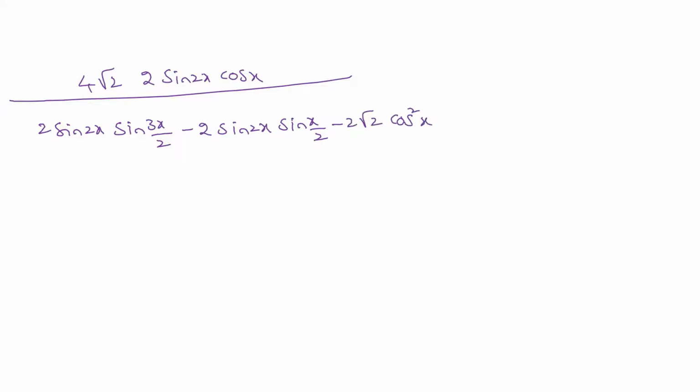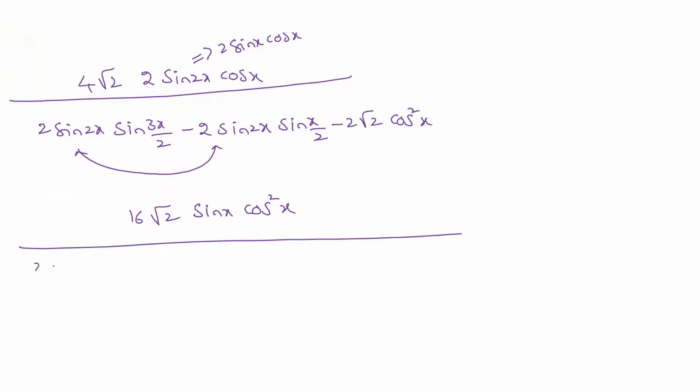Now again, sine 2x can be written as 2 sine x cos x. Similarly, from the denominator we can take 2 sine 2x common from these two terms. So the numerator will simply become 16 root 2, because there is already a 2 here, and this can be written as 2 sine x cos x. So that will be 16 root 2 sine x cos square x in the numerator. In the denominator, if I take 2 sine 2x common, we will have sine 3x by 2 minus sine x by 2, and minus 2 root 2 cos square x.